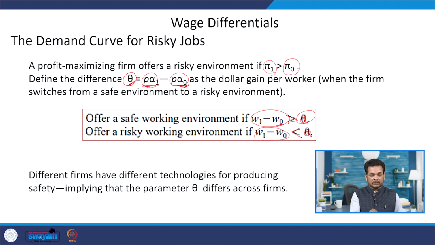This theta is nothing but the difference between the risk environment and the safe environment in the dollar gain per worker. Now, the point is that different farms have different technologies for producing safety, implying that the parameter theta differs across the farms. So, different farms have different levels of this theta. So, it completely depends on which environment the farm should choose. It is simply the difference between the revenue and the cost, the absolute profit. So, different farms have different technology for producing this safety, as I said.